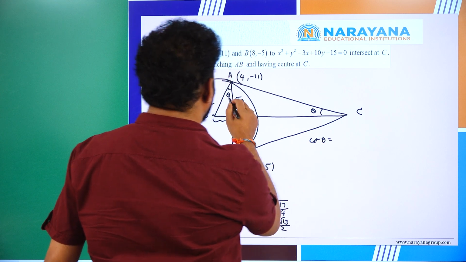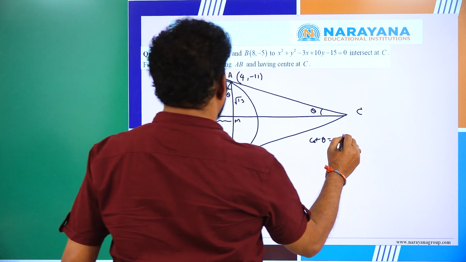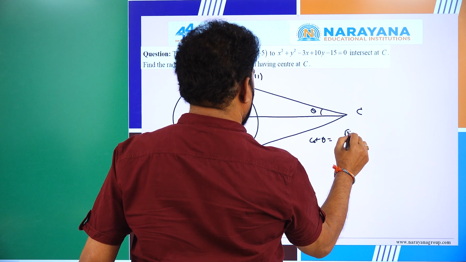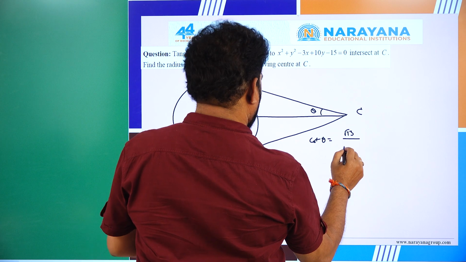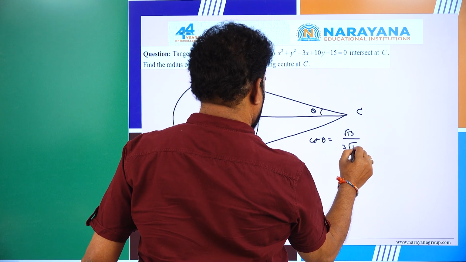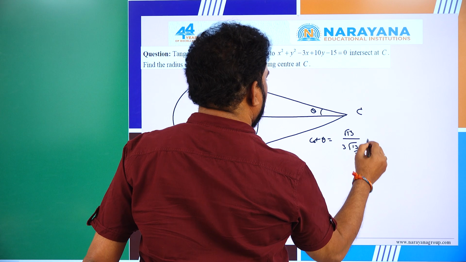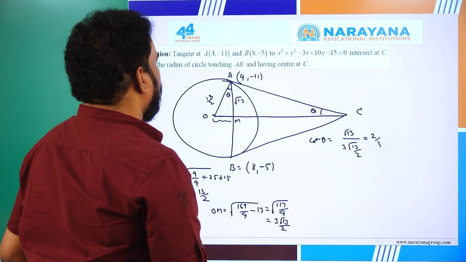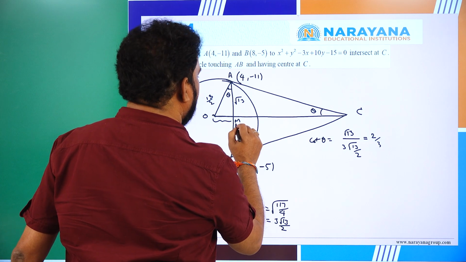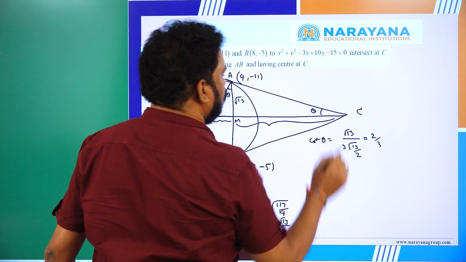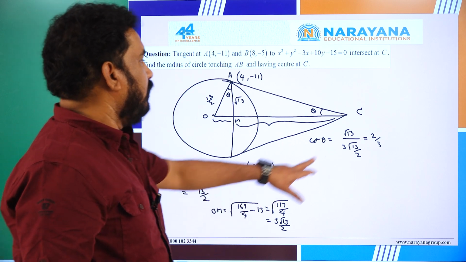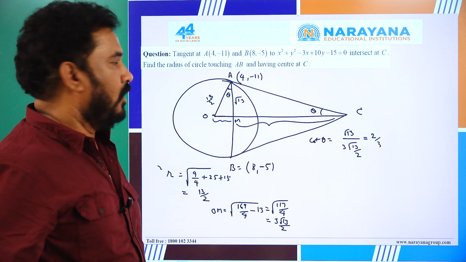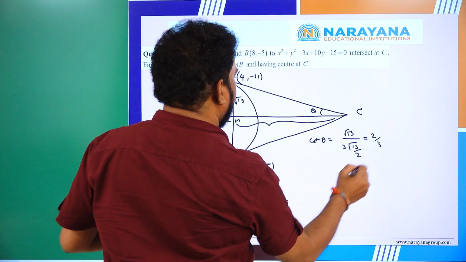Cot theta is equal to adjacent side by opposite side, so root 13 by, so 3 root 13 by 2. So that is 2 by 3. Now from this we need to find the CM value, this length, which is the radius of the circle with center C which touches the chord AB. Okay, fine. Now cot theta is 2 by 3.